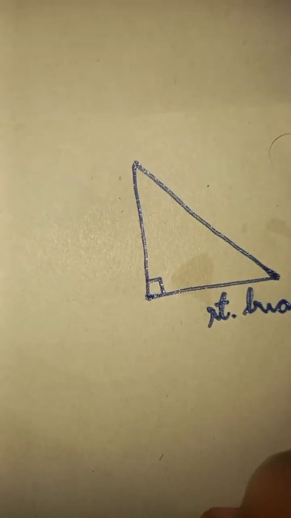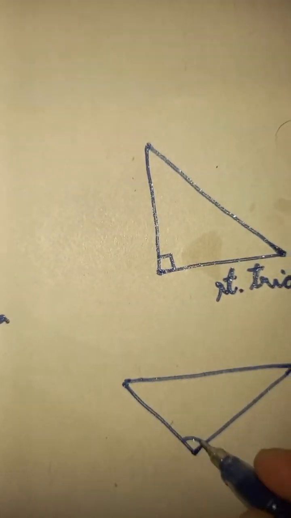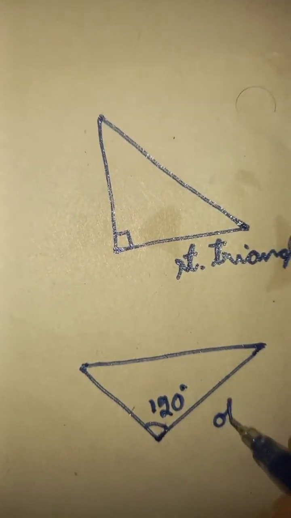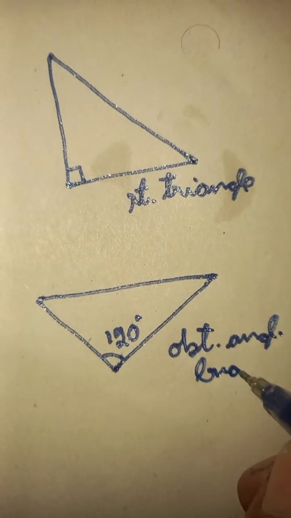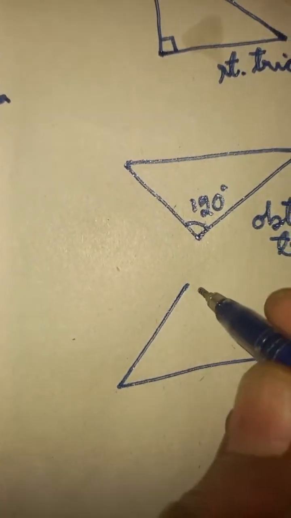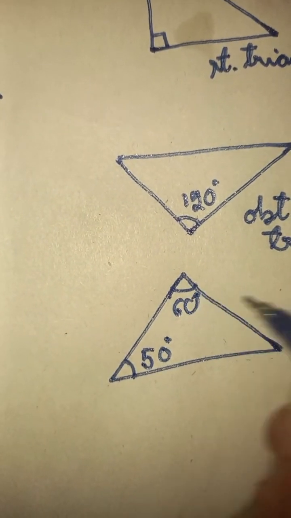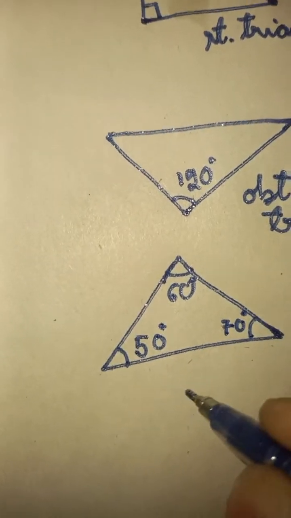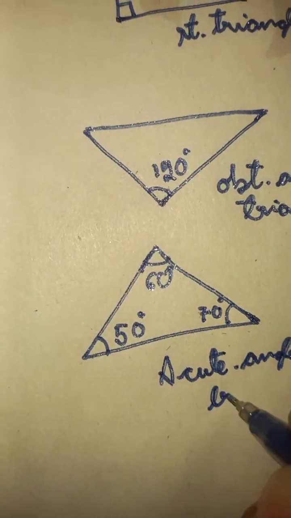And if any one of the angles is an obtuse angle, then this is known as an obtuse angled triangle. And if all three are acute angles, then this is known as an acute angle triangle. Here this is 50, 60 and 70 degrees. This is an acute angle triangle. Now I am going to tell how to find the area and perimeter of different triangles.